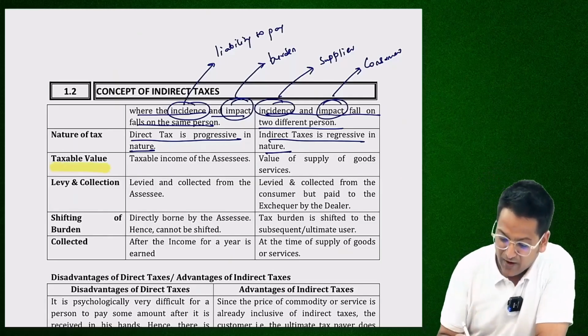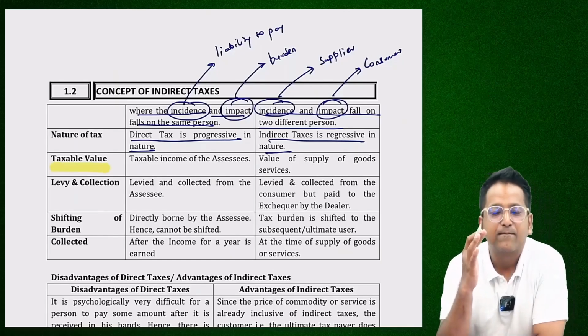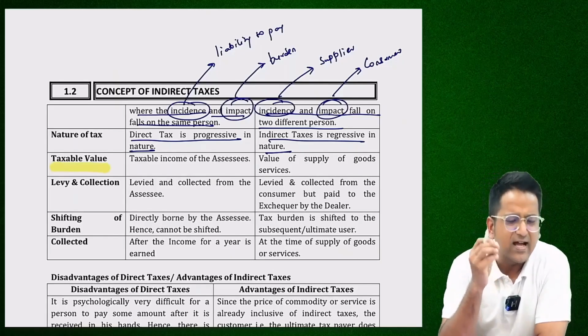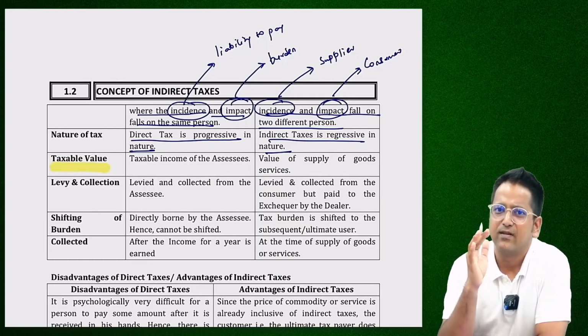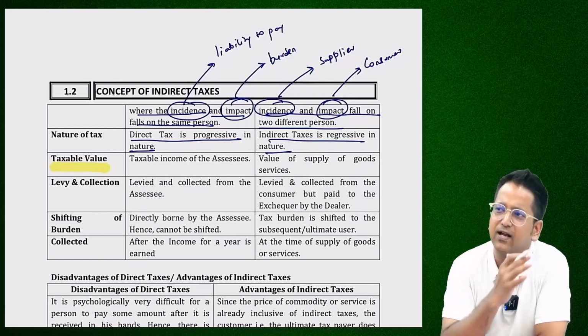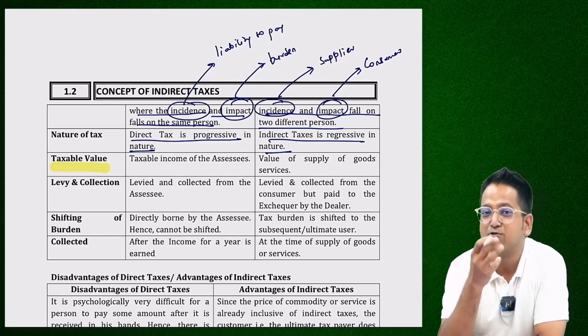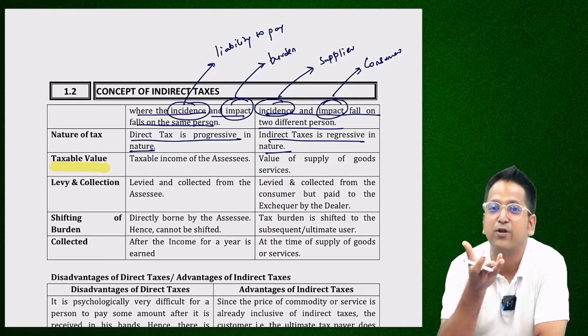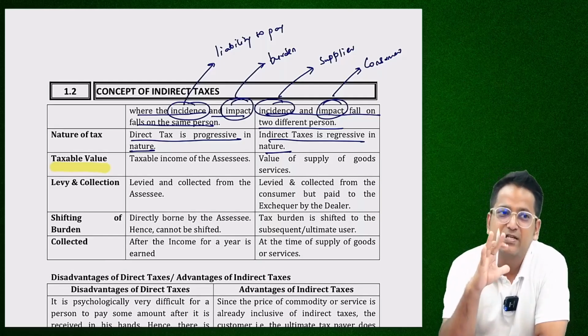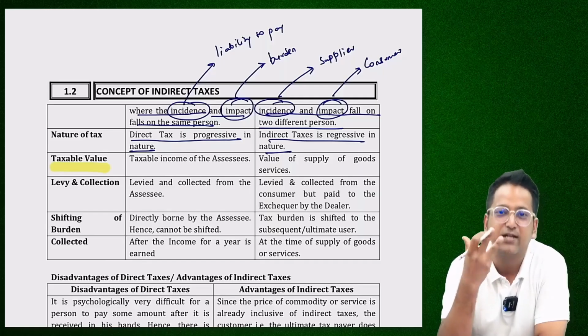Taxable value: tax will be levied on which value? Income tax is levied on taxable income. Taxable income is subject to income tax. Okay. Taxable income differs from your actual income. It's the income that is subject to taxation, the income according to the income tax law.